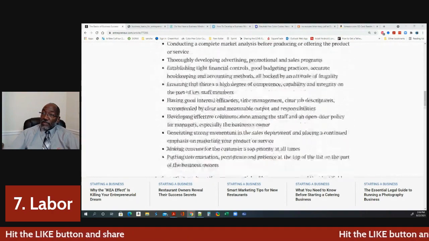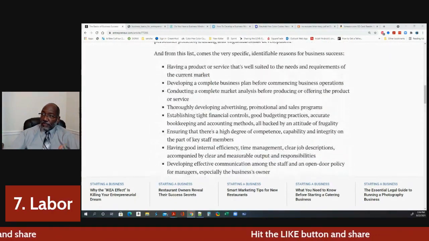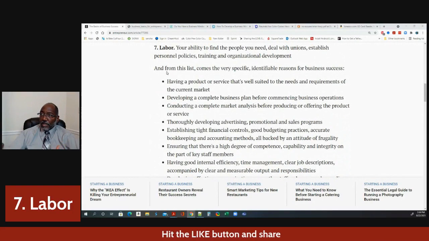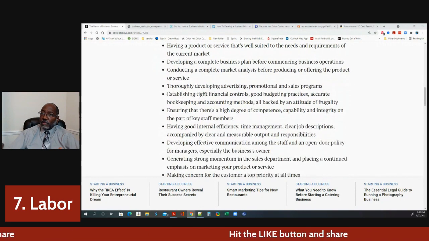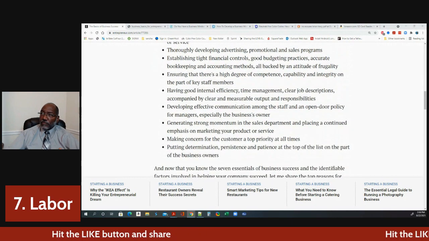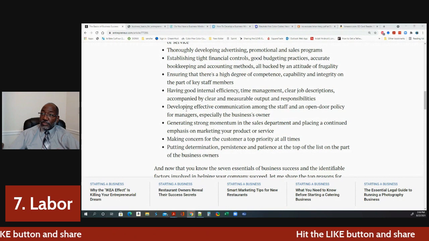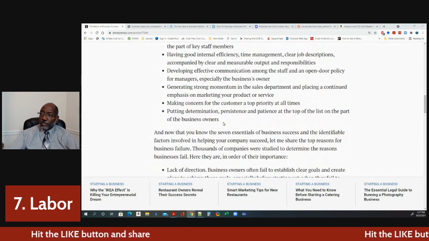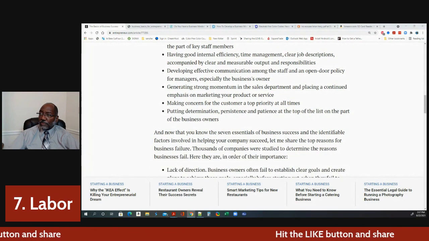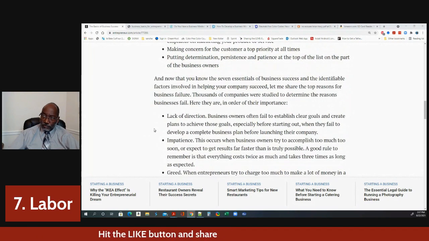Now, it goes into, again, you're going to have this list. The list is about having a product or service that's well suited to meet the needs and requirements of your current market, thoroughly developing advertising and promotional sales programs, having good internal efficiency, time management, and clear job descriptions, making concern for customers the top priority at all times, and putting determination, persistence, and patience at the top of the list on the part of the business owner.